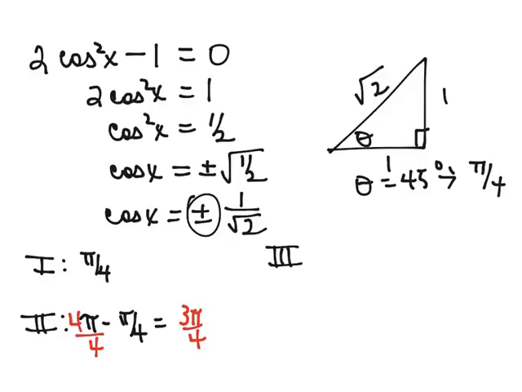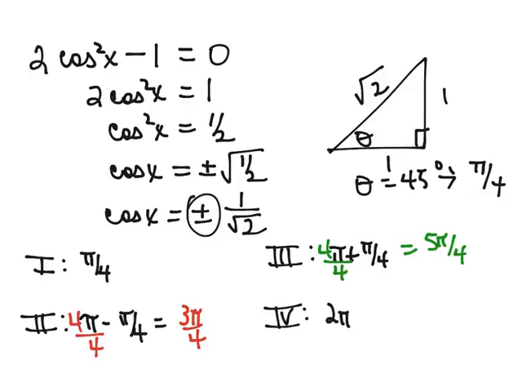My third quadrant solution would be pi plus pi over 4, which if we get a common denominator would equal 5 pi over 4. And my fourth quadrant solution would be 2 pi minus pi over 4, which if we get a common denominator would end up to be 7 pi over 4. So if this had asked me for the values in between 0 and 2 pi, those would be my 4 answers.